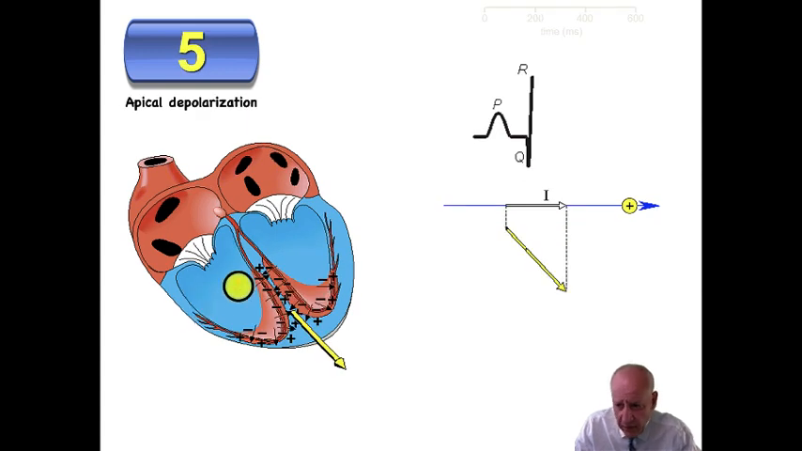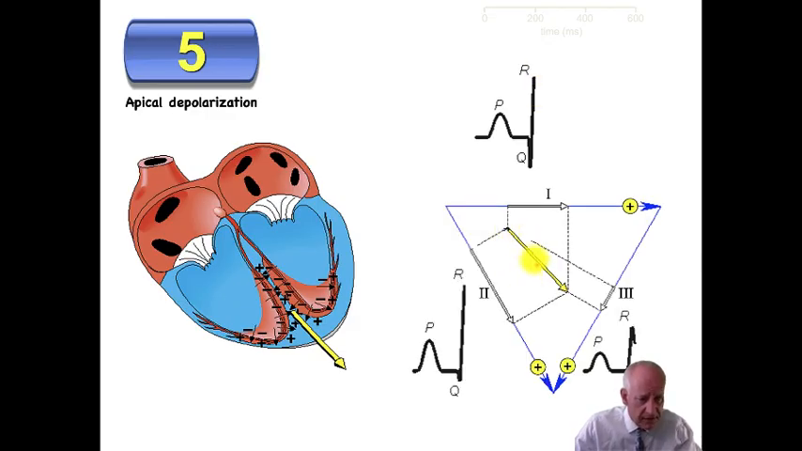As depolarization progresses down the conduction system, it excites the lower septum and the apex. And now the large muscular ventricles are involved, especially the thicker apex. So now the vector is large and pointed downward to the left. And now lead 1 records a large upward deflection called the R wave. How about lead 2? The electrical vector for apical depolarization is even better aligned with lead 2 than it is with lead 1. So we even have a larger upward deflection, which is still called the R wave.